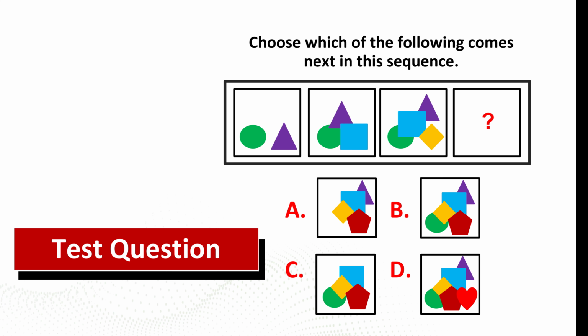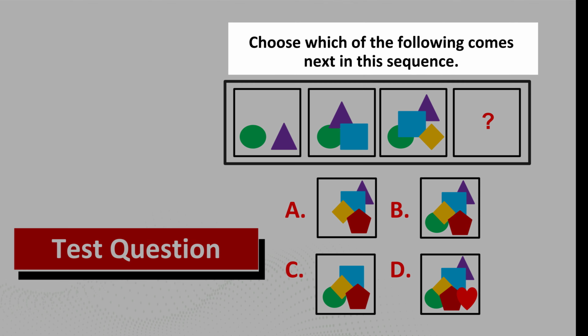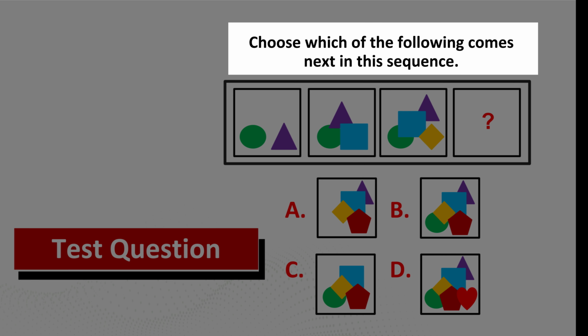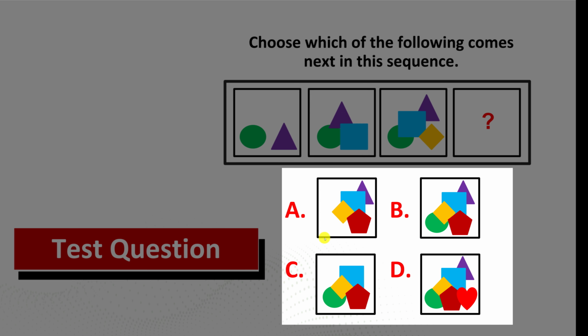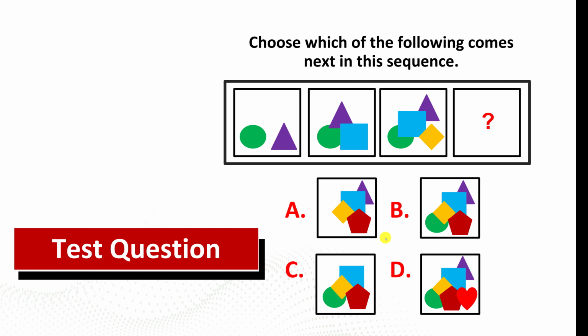And now, here's the question for you to try. Please choose which of the following comes next in the sequence. You're presented with the sequence of objects, and the fourth object in the sequence is missing. And you have 4 different choices presented here, and you need to select 1 out of 4 choices. Feel free to pause this video and try to solve this challenge. Did you come up with the answer? Feel free to post it in the comment section of this video and I'll give you my feedback. Thanks for participating.